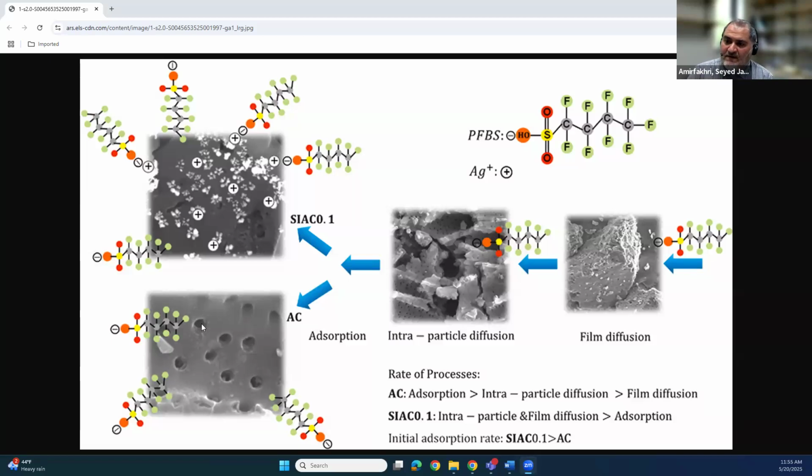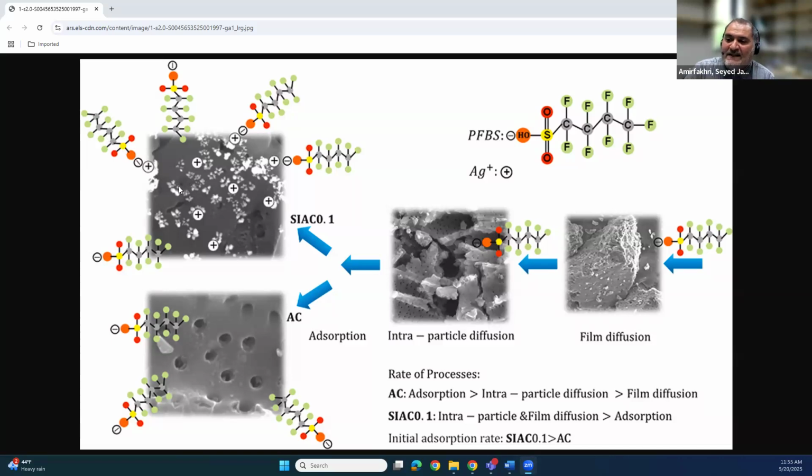Now, what happens when we introduce silver nanoparticles? These small light dots are silver nanoparticles. When we introduce silver nanoparticles, they make positive surface charges. PFAS has a negative tail, and these positive surface charges generate new sites to adsorb PFAS and to remove them from water.